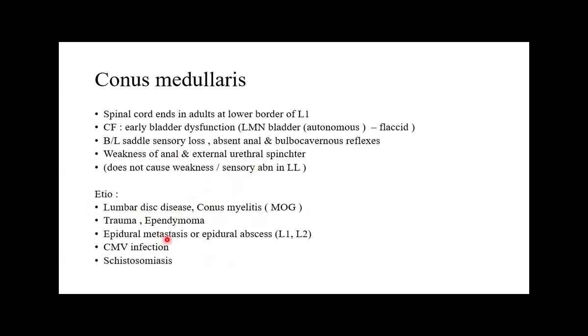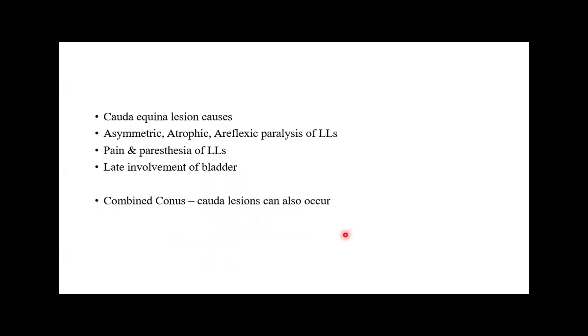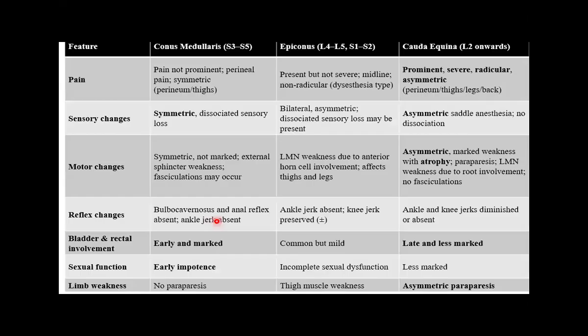The etiologies mainly mentioned are lumbar disc disease, conus myelitis in MS, and trauma, ependymoma, epidural metastasis or epidural abscess, CMV infection, schistosomiasis. And a cauda equina lesion mainly causes asymmetric atrophic areflexic paralysis of the lower limb, and there will be pain and paresthesia of the lower limb with late involvement of bladder, as well as combined conus and cauda lesions can also occur. So we'll see how to differentiate between conus medullaris and cauda equina lesion.